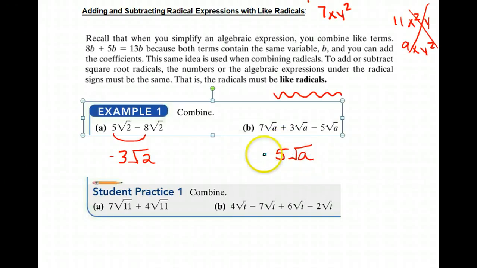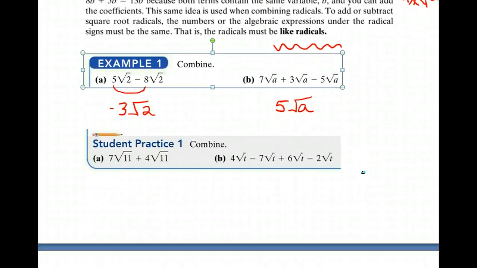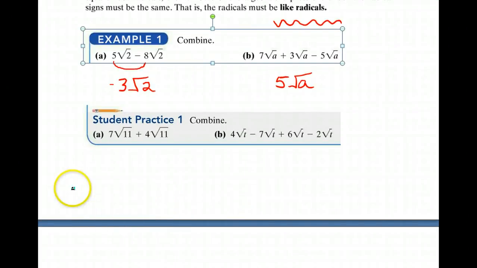So you're just looking at your coefficients for that radical and taking care of the mathematical operations of addition and subtraction. Please complete examples A and B. Pause the recording. As soon as you're finished, hit play so that we can check your answers together.